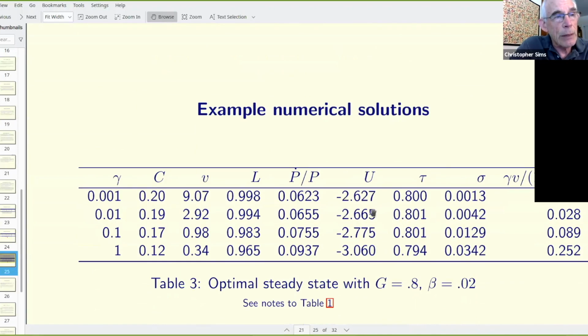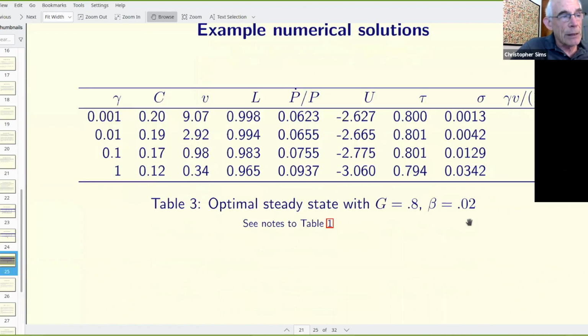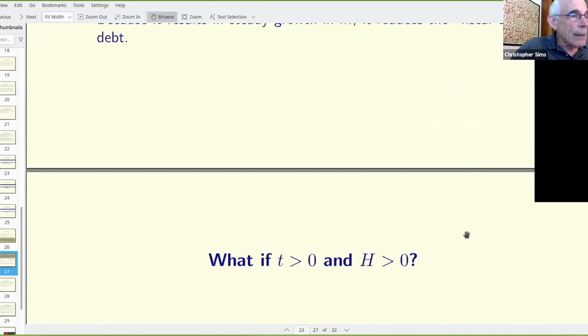And then the last one is to show what happens if you push G way up so that 80% of output is taxed away, has to be used by the government. And then you start getting positive inflation. The sigma, while still small, is many times bigger. It's positive. You're now using the inflation tax, or you're using seigniorage as a source of revenue instead of taxing to allow negative seigniorage. Technological progress, I'll skip that.